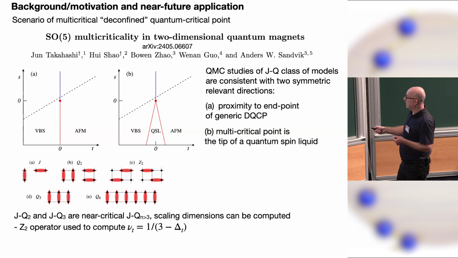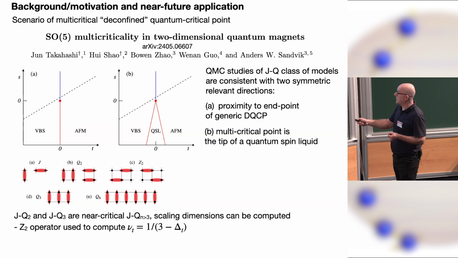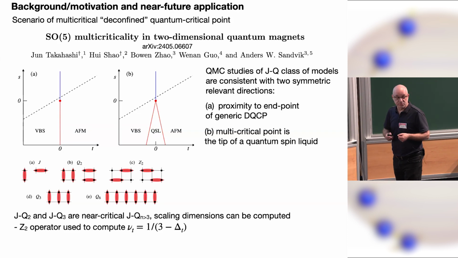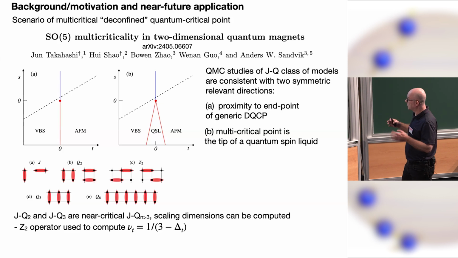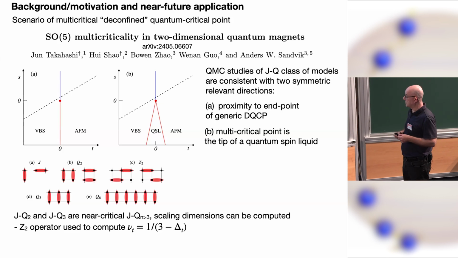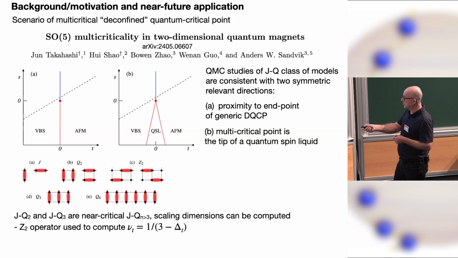But now if we have, let's say, JQ2 or J and Q3, then again it appears that we come very close to this multi-critical point, so we can actually get some scaling dimensions. And I will show an example where we extract scaling dimensions from these Z2 operators, where singlet projectors are like this. So this is again a 4-spin operator.